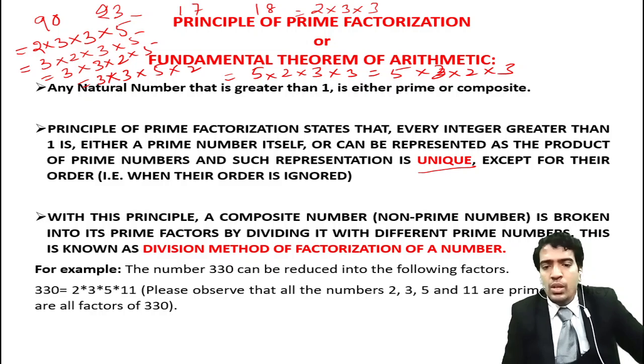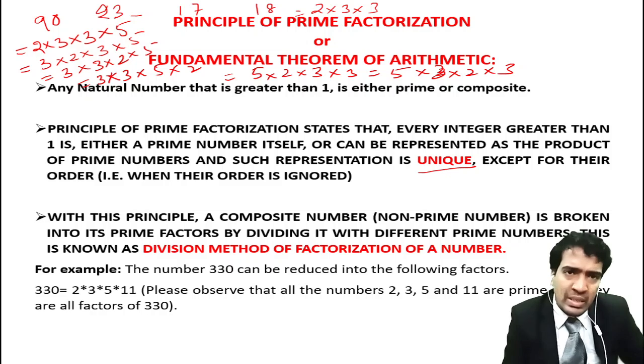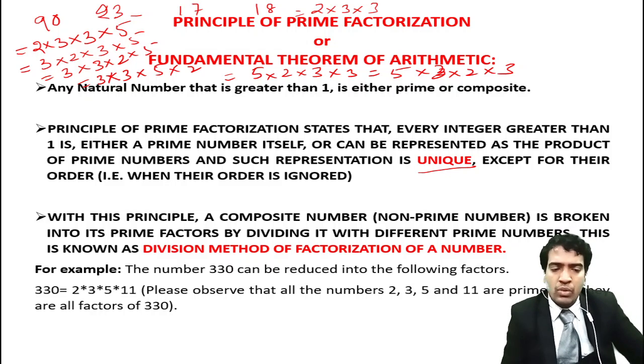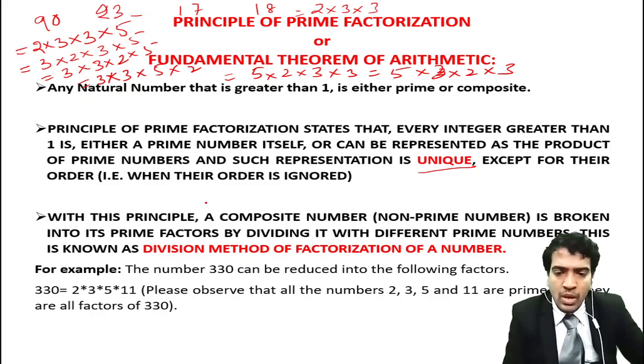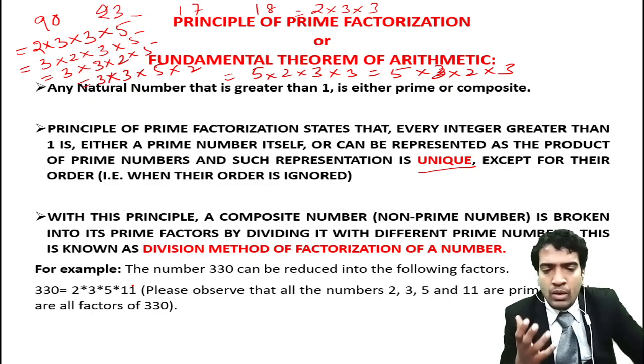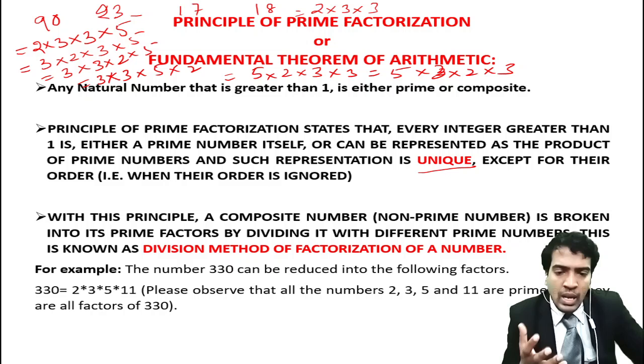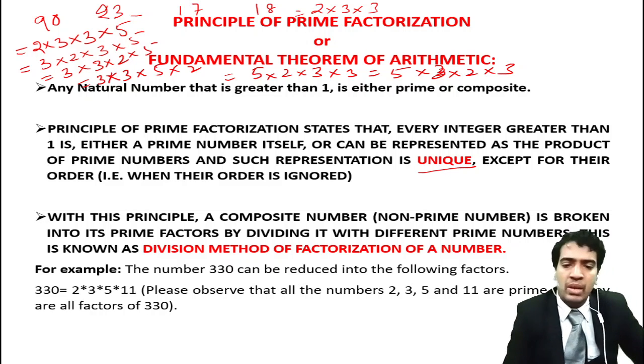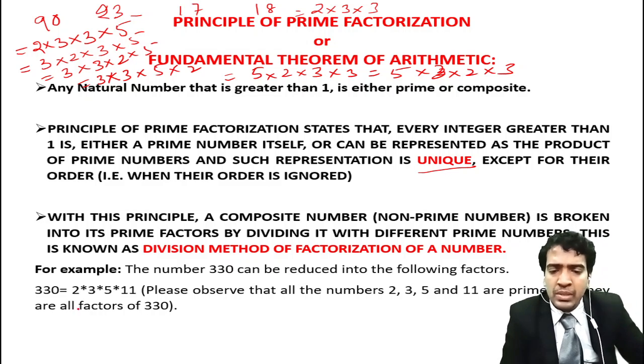Okay, so with this principle, a composite number can be broken into its prime factors by dividing it with different prime numbers. We'll look at that. This is also known as the division method of factorization of a number. I have given a number here. You can try with the example of 330. It can be reduced into a product of prime factors as 2 into 3 into 5 into 11. In common parlance, when we deal with reducing a number into a product of prime factors, we start with the lowest prime factor and proceed forward with the next highest and next highest prime factor. So 330 can be represented as a product of 2 into 3 into 5 into 11. Okay, and this representation is unique.